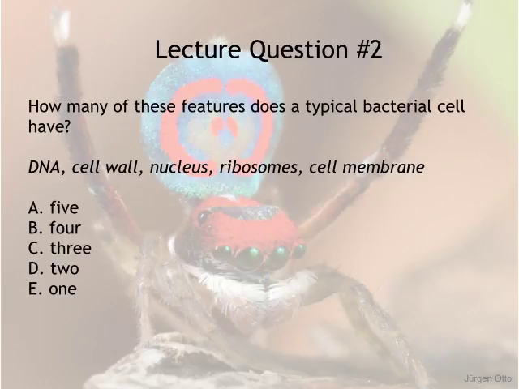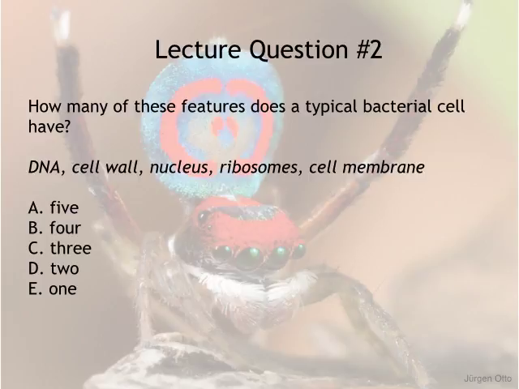How many of these features does a typical bacterial cell have? So let's walk through each one of these. Do bacteria have DNA? Yes. All living things have DNA. All cells are going to carry DNA. That is a universal component of cells. Does bacteria have a cell wall? Now, not all cells have a cell wall, but bacterial cells do. And so do plant cells as well as fungi. So anything that you think of as plant-like, plants and fungi, and bacteria, they have cell walls.